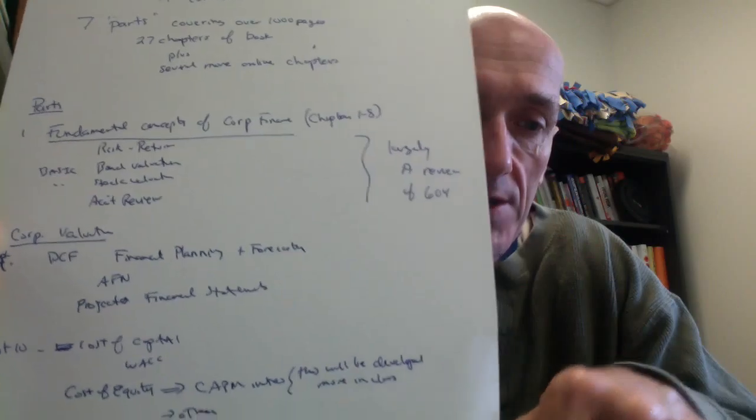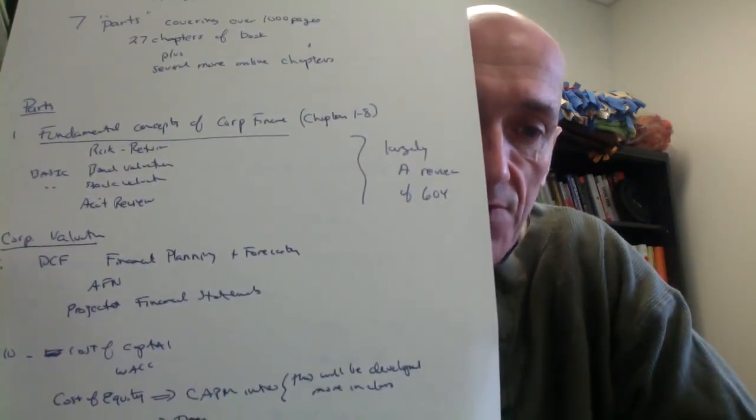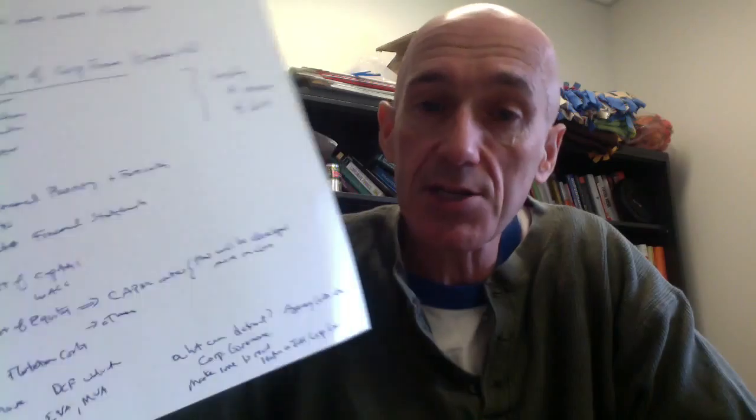Next one is corporate valuation, looking at DCFs, financial planning and forecasting, additional funds needed, and projected financial statements. Difficult stuff. Not going to kid you. I think that's the hardest part of all of finance, projecting out financial statements. That's chapter 9. Chapter 10, we look at the cost of capital, weighted average cost of capital, things like that. Looking at flotation costs, which is very interesting. There's some fixed cost component, and equity costs more than debt, etc. Definitely read that chapter as well.